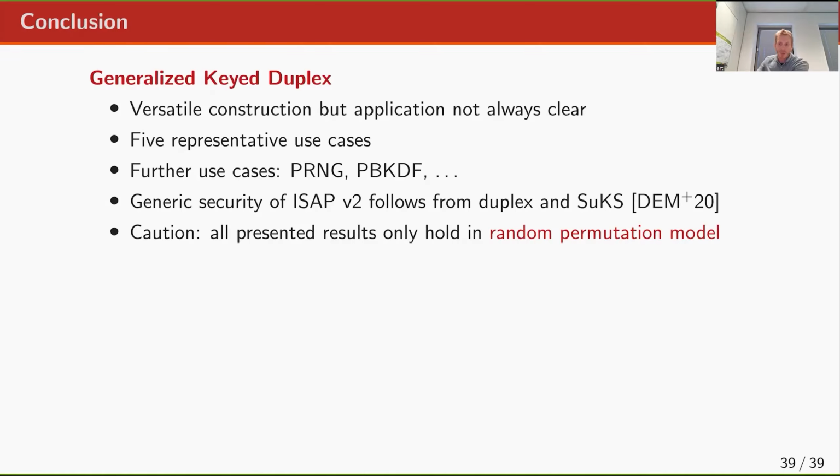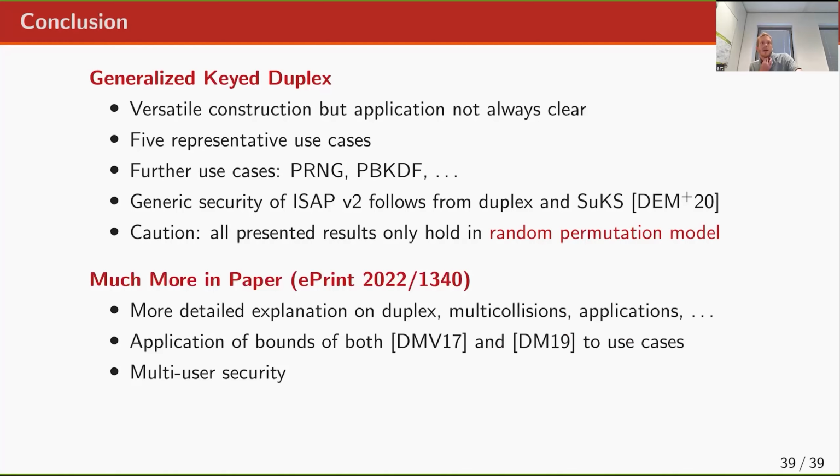I already mentioned I have a friend who makes a random permutation. I use my random permutation to make my duplex calls, which you can use then. But this all holds under the assumption that this friend of mine made a very good permutation. In the paper, there is much, much more. So this paper, well, it was an e-print already in 22. It's a 23 paper. But there is a lot more history about the duplex, what led to this evolution, how to bound these multi-collisions, much more on these applications, and also the mapping to multi-user security.